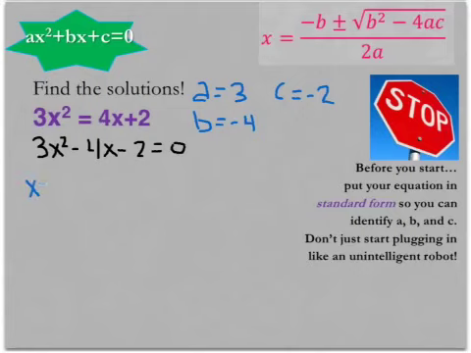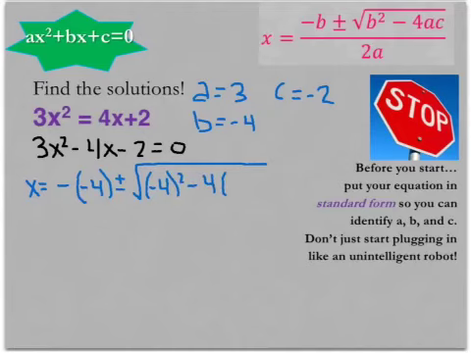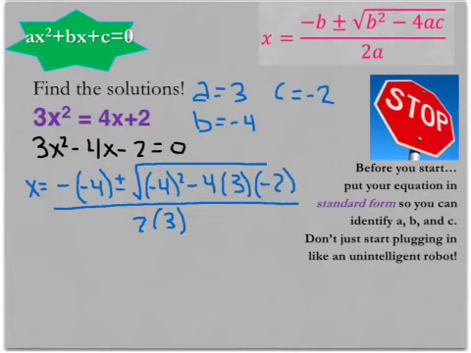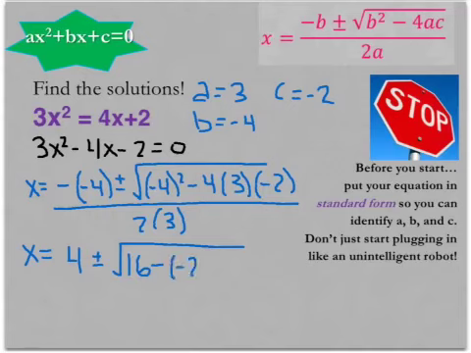So plugging in, x equals negative b, so be careful there with that double negative, plus or minus the square root of b squared minus 4 times a times c, all over 2a. Most common mistake, people forget to put the entire thing over 2a. Alright, so then evaluating, I get positive 4 plus or minus. Underneath the radical there, I'm going to get 16 minus, well, 4 times 3 times -2 gives me -24. All over 6.